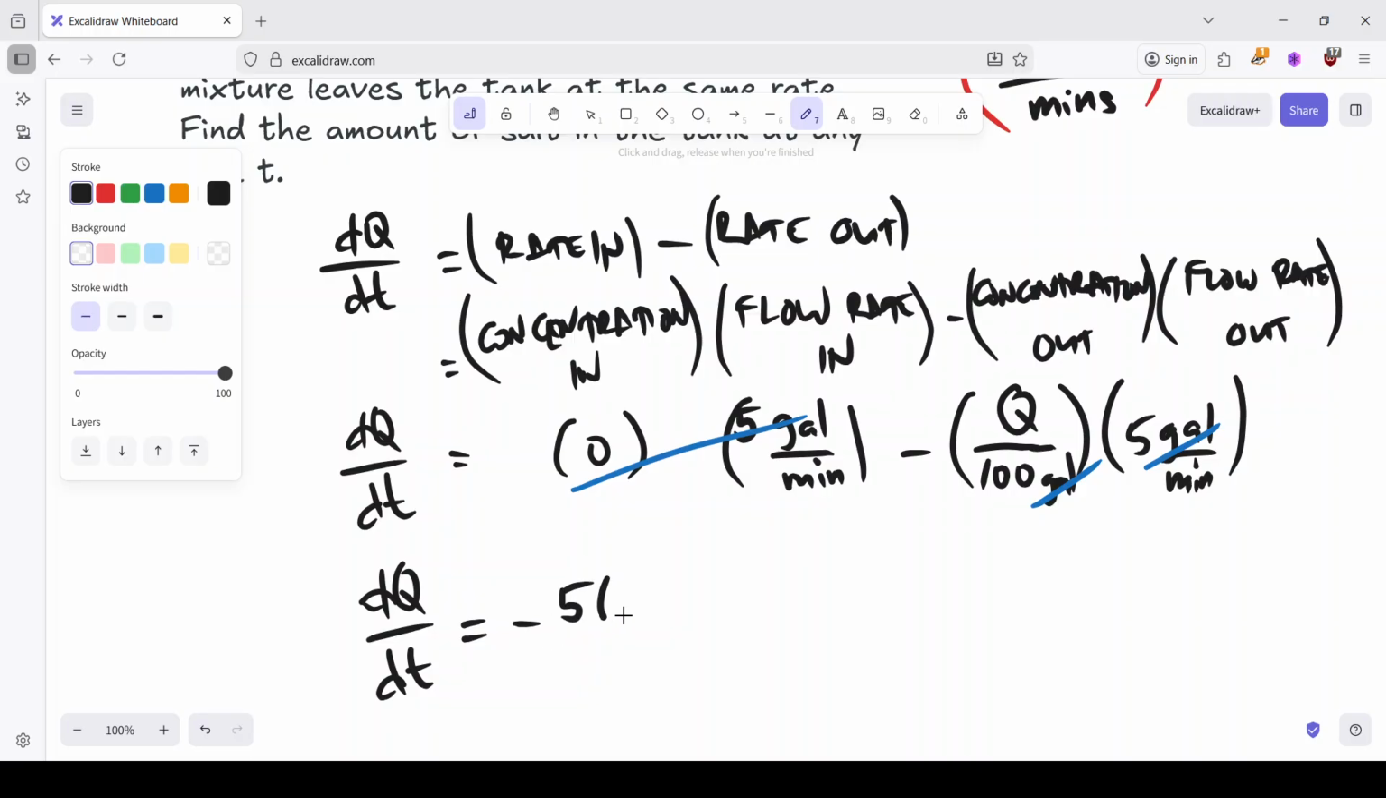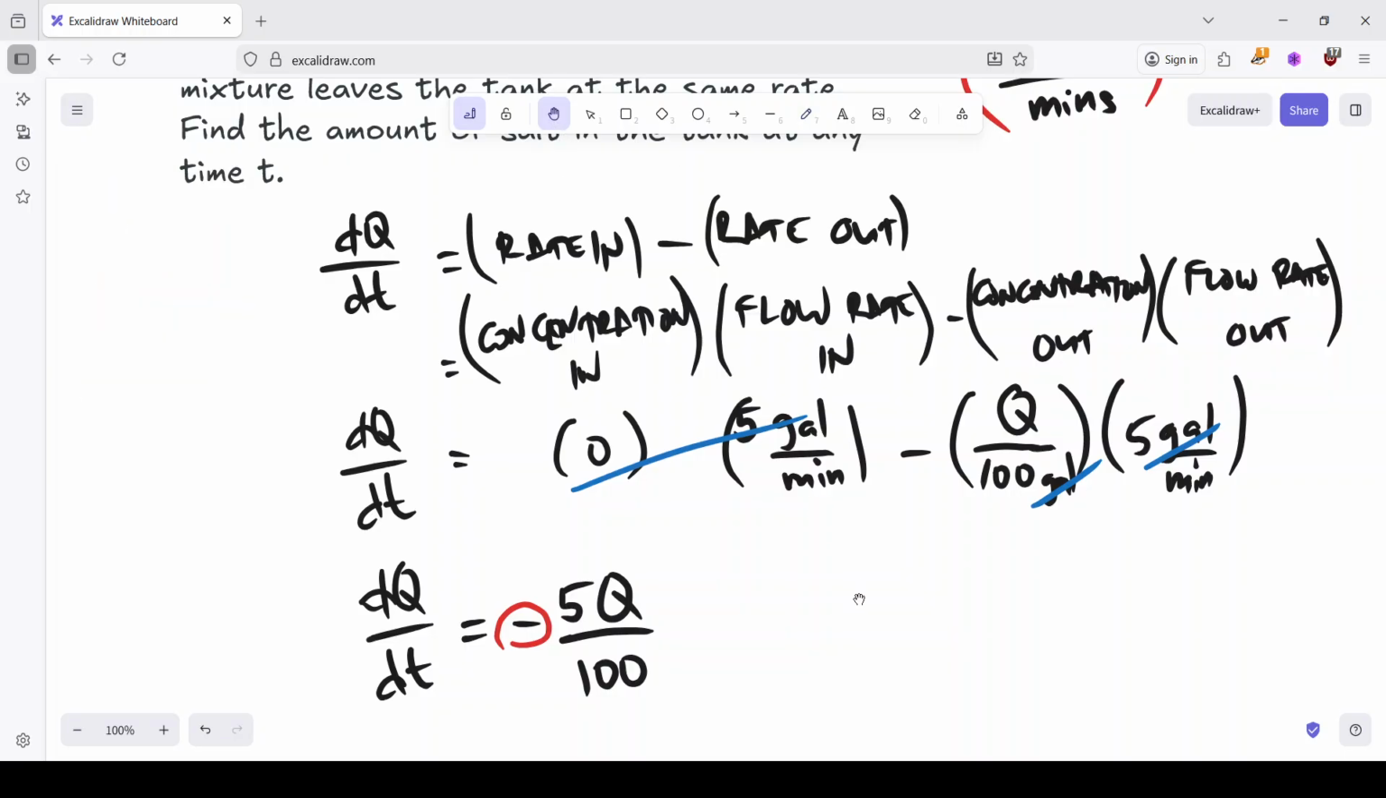negative 5Q over 100. You will notice if what you're doing is right or wrong, because if you're introducing fresh water to the solution, the amount of salt inside the mixture will decrease. Since it will decrease, the rate of change would be negative. Now if we are introducing more salt than going out, the amount of salt should be increasing, so the rate of change should be positive. That's one of our context clues if what we're doing is right or not.